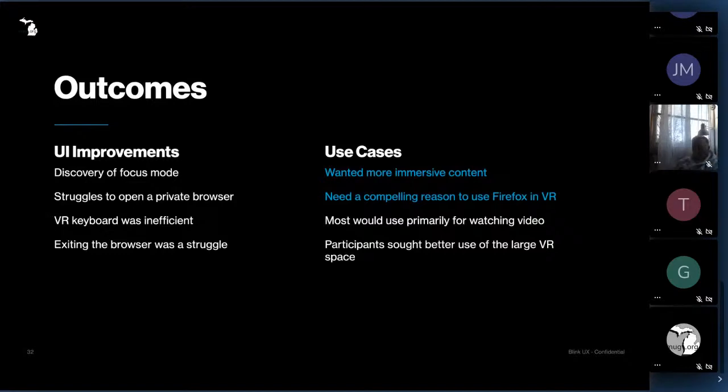So here we have, the people really wanted more immersive content. They couldn't see why, why would I just come on here to read an article when I can do that on my phone or my laptop? What Firefox really needed to think about was, how do you help people create immersive content that other people are going to want to go out there and use as a really compelling reason to use their browser in VR.